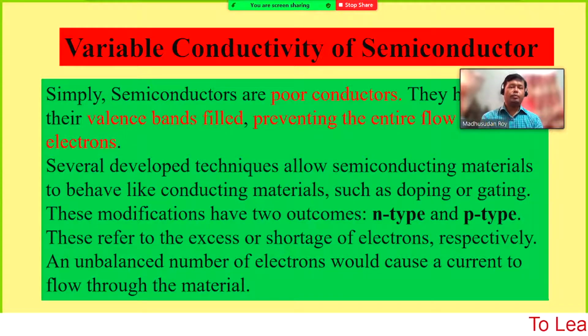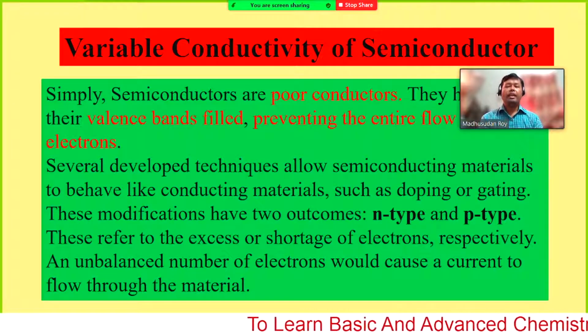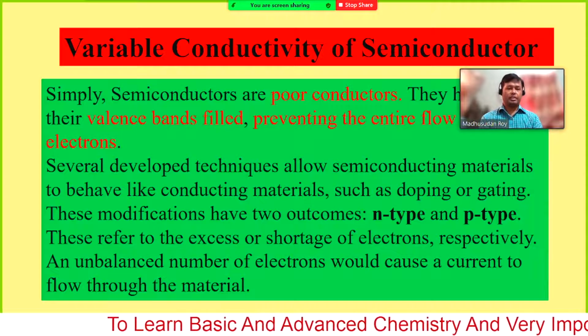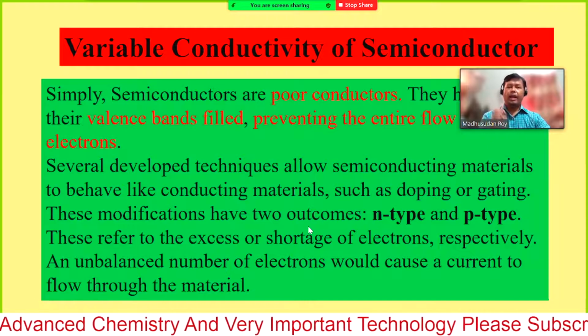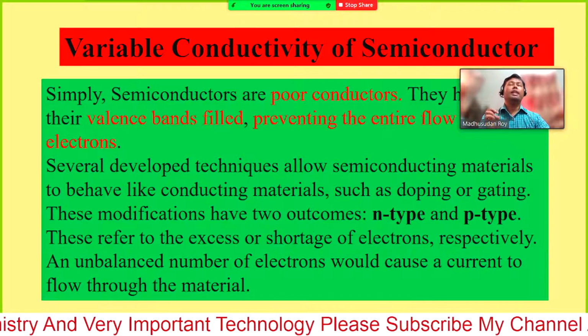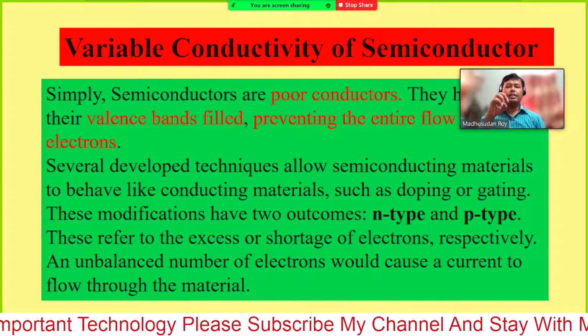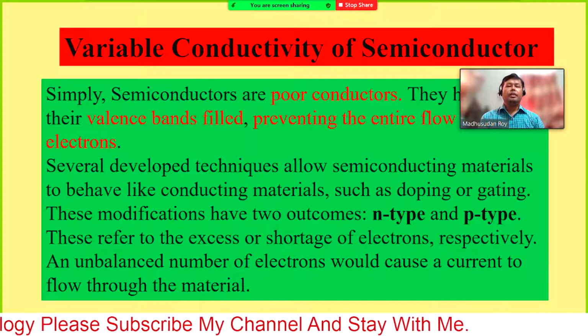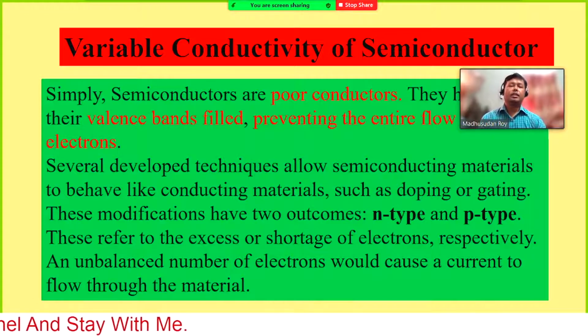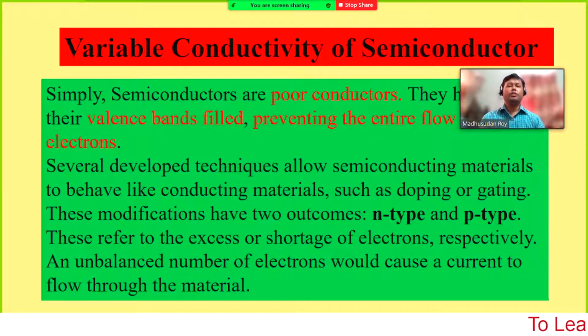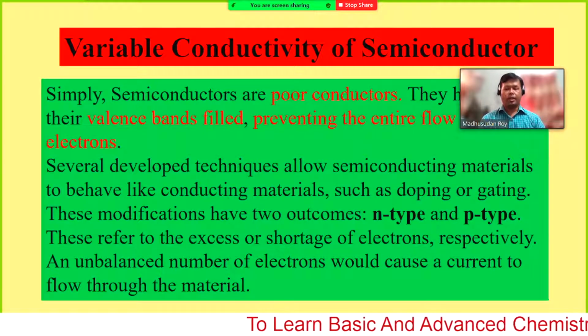However, if you add some non-conducting materials in a certain way, that can give you a very high conductivity, like metals. So these modifications have two outcomes. That means if you add some external material inside your pure semiconductor, based on what types of material you are inserting, we can separate the semiconductor into N type and P type, two different types. Later I will discuss what is N type and what is P type and how we can create the N type and P type semiconducting materials.